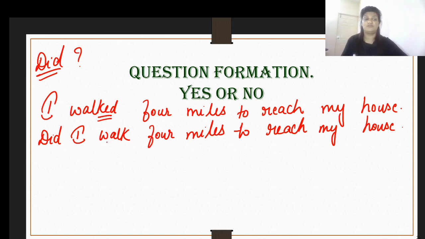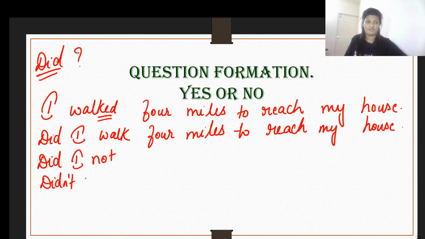How will you convert this into a negative question? Well, all you do is you insert the word not. Did I not? Or you can also make it as didn't I? When you are putting it together, you will have to bring the not word over here and you will have to contract it like this, didn't I? Or did I not? Well, again, the main verb is walk. Did I not walk for 4 miles to reach my house? That's how you convert the negatives.